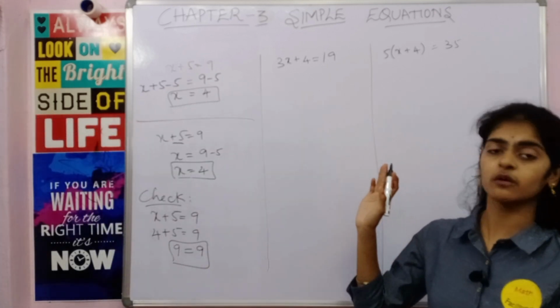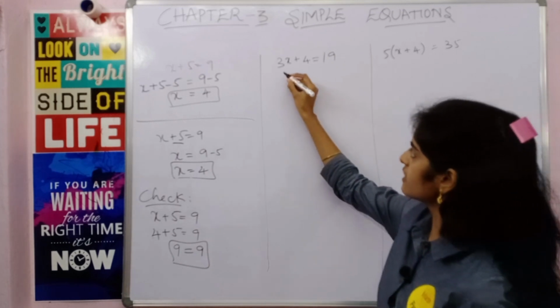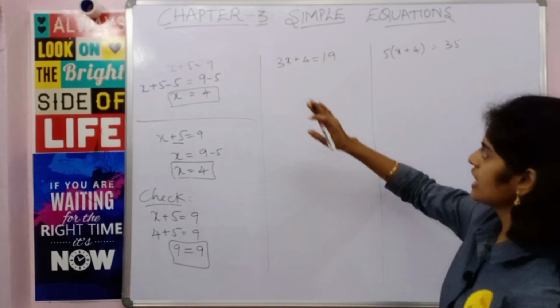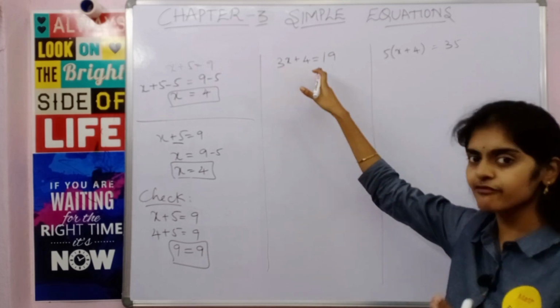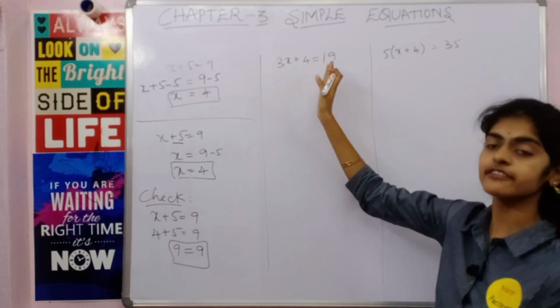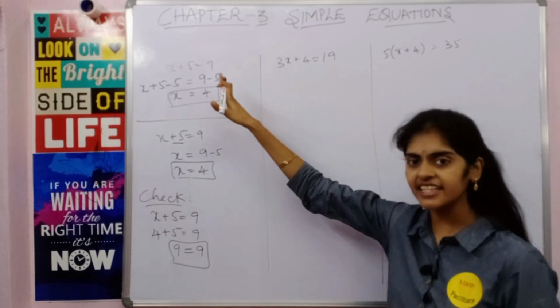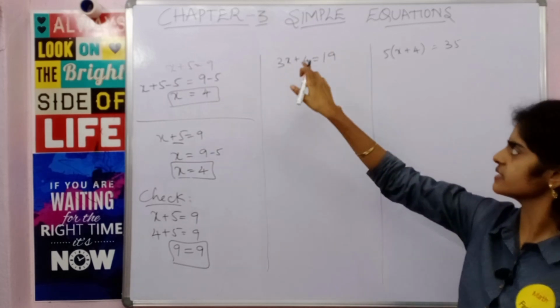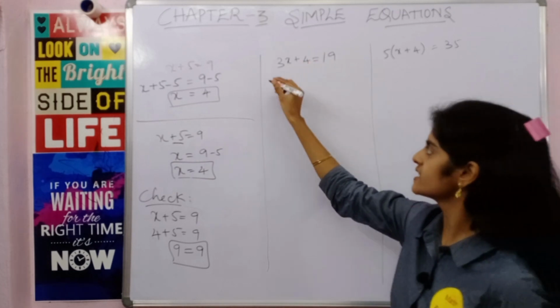3x plus 4 equal to 19. So here, without transposing, you can see you have 3x plus 4. Firstly let us take this term: you have 3x and 4. That means 4 is added to 3x. Firstly let us remove this 4, so that what remains is nothing but 3x.